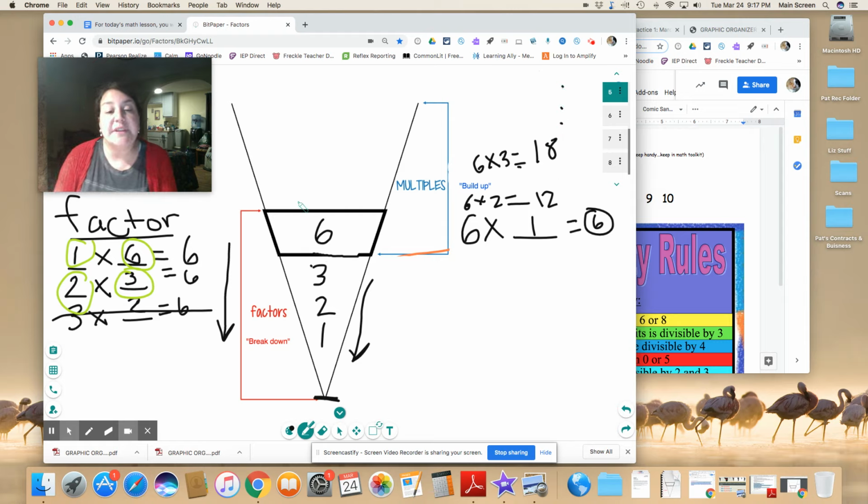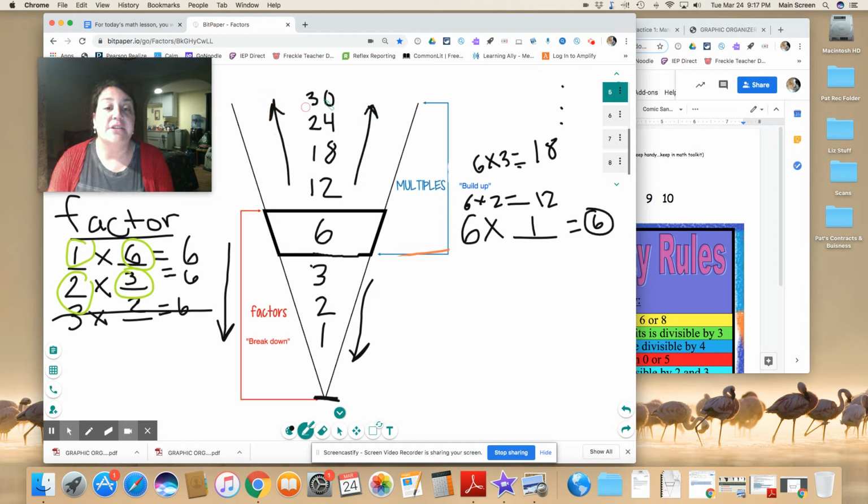All right, if we were going to put this in our organized tornado, it would be like this. We would say 6, then we would say 12, then it goes to 18. 6 times 3, 6 times 4 is 24. 6 times 5 is 30. And they would just keep going and going and going. There is no end to the amount of multiples that you can have. They keep going until infinity and beyond.